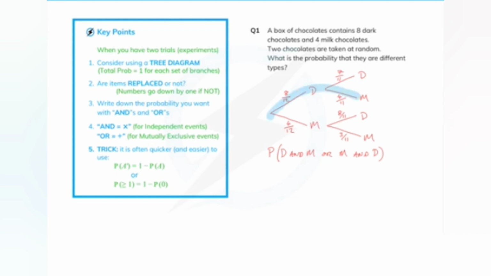There are clearly 2 routes through the tree diagram, and you can see there are 2 ways of getting different chocolates. So although you end up with one of each, you've got them in a different order. So let's now do the probabilities.